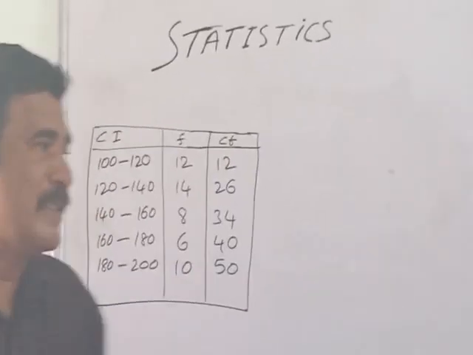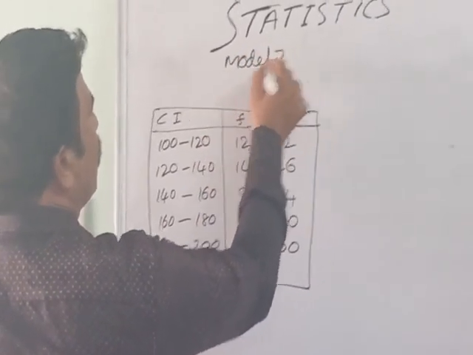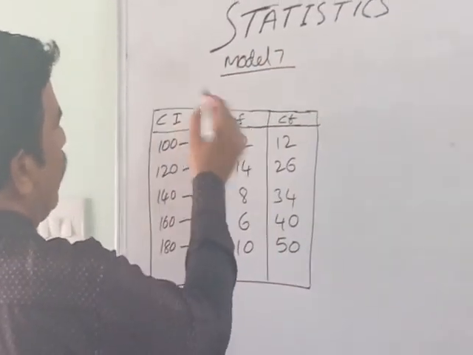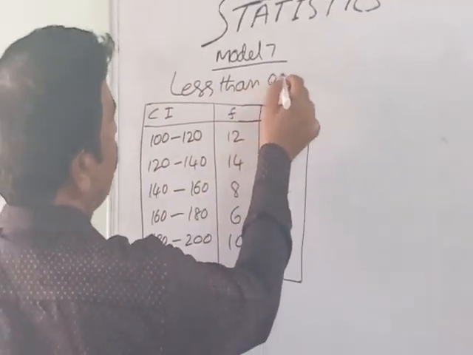Then model 7: ogive graphs, that is, the less than ogive graph.